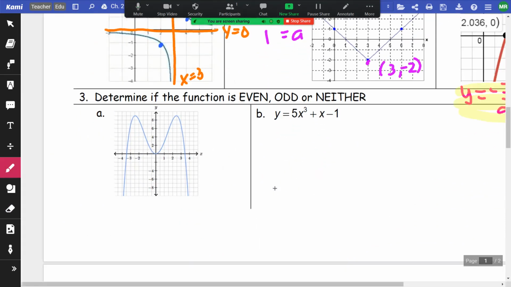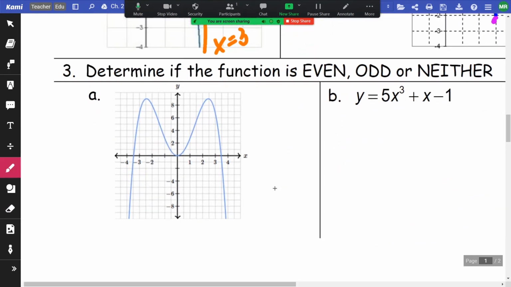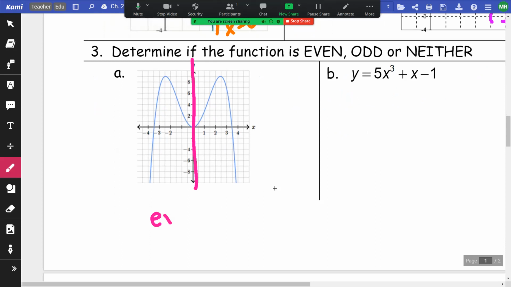On number 3, we have to decide if this is even or odd. So if I was to draw a line and flip it across that line on the y-axis, you see it's going to be the same on both sides. So this is going to be even, because it's symmetric across the y-axis.